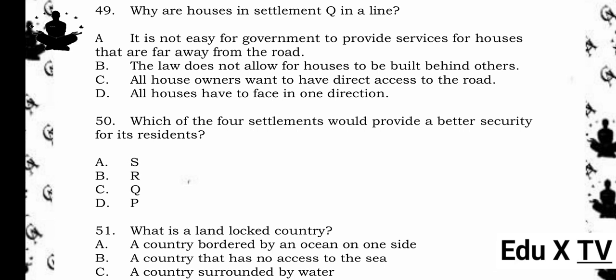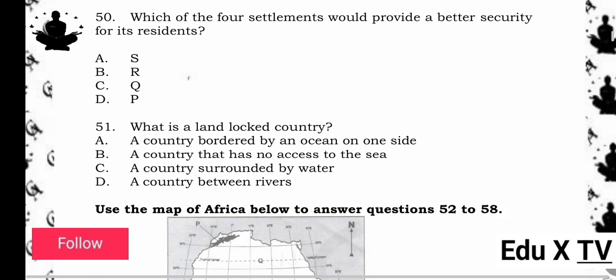50. Which of the four settlements would provide a better security for its residents? A, S. B, R. C, Q. D, P. The answer is B, R. Reason being, R is nucleated, houses are built close together, making it easier to monitor the area and enhance security.